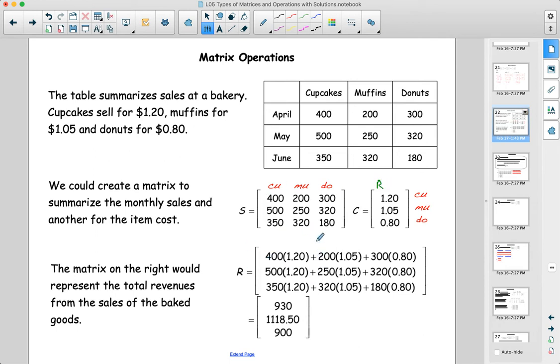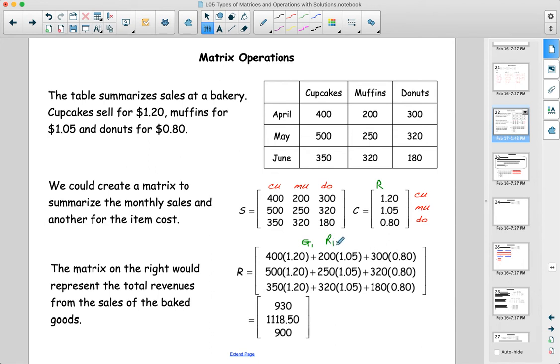So if I want to find the total revenue for April, how would you do it? Well, you would take the number of cupcakes and multiply by $1.20, the number of muffins by $1.05, and the number of donuts by 80 cents. So take a look at what we're going to do. We're going to multiply 400 by $1.20, plus 200 by $1.05, plus 300 times 80. So to find this element, actually I think we'll call this R.